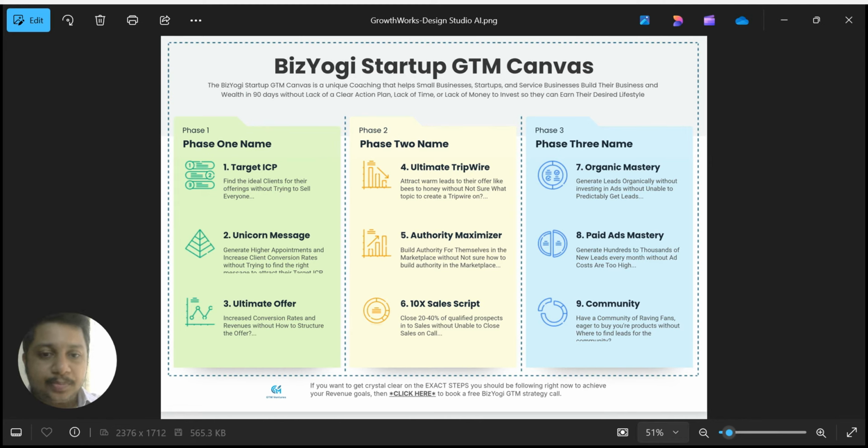The third point is the ultimate offer. Now you must be kind of confused. What's the meaning of the ultimate offer here? The ultimate offer will help you increase your conversion rates and revenues without having to make very different product changes or very different service changes. Without making too many changes, just structuring the offer itself can help you increase the conversion rates by a lot and help you increase the revenues by a lot.